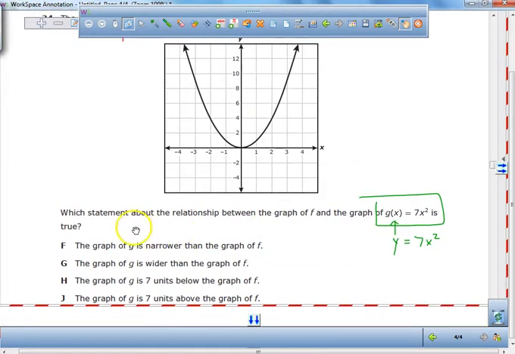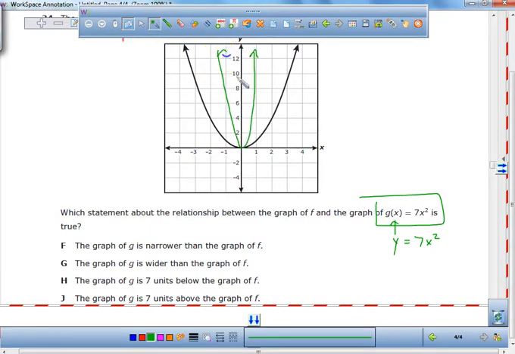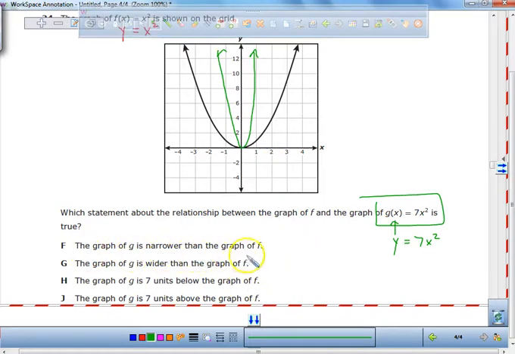All right, let's go back over here. Which statement about the graphs? We had one that kind of looked like this one. It went really narrow, right? Is the graph of g narrower than the graph of f? Is this graph more narrow than the other graph? Yes. That's right.